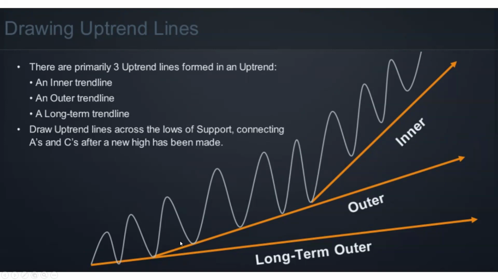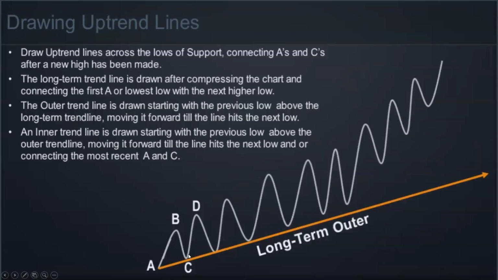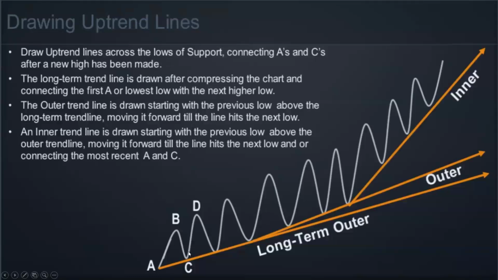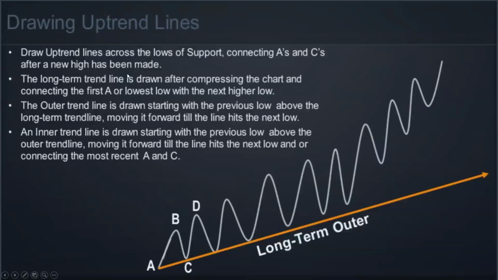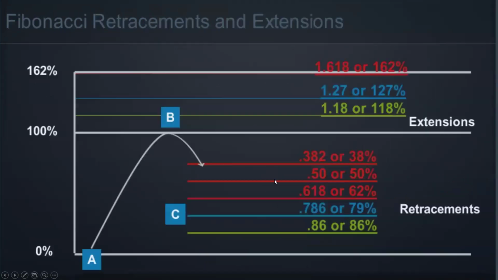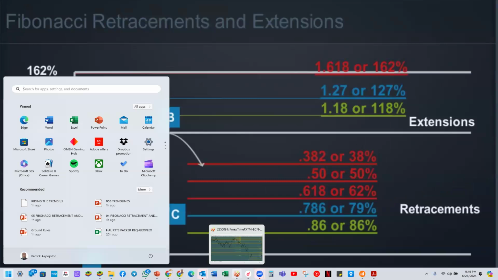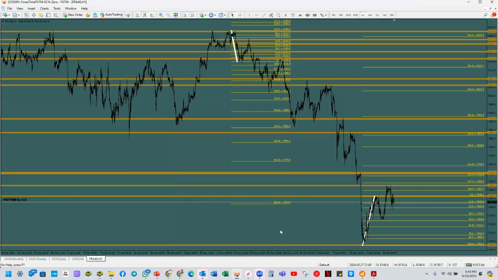Okay, so now I want to show you how to draw it. So this is how we'll draw it. Let me see if I can explain it to you from here. For us to draw the uptrend line across the low support, the long-term trend line is drawn after compressing the chart. So we'll compress the chart to the smallest, like we have right here. We've compressed the chart to the smallest.